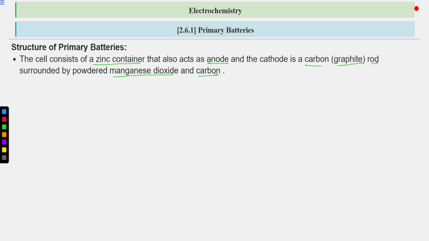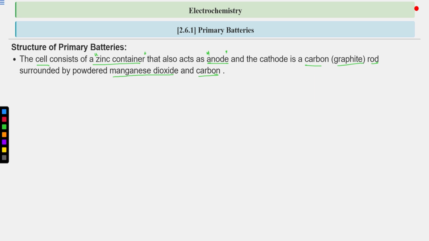Okay, so understand, this point can be divided into two. First of all, we are defining the anode, what the anode is made up of in the primary batteries, and then we are defining the cathode, what it is made up of. So in our primary batteries, the cell consists of a zinc container that also acts as anode.